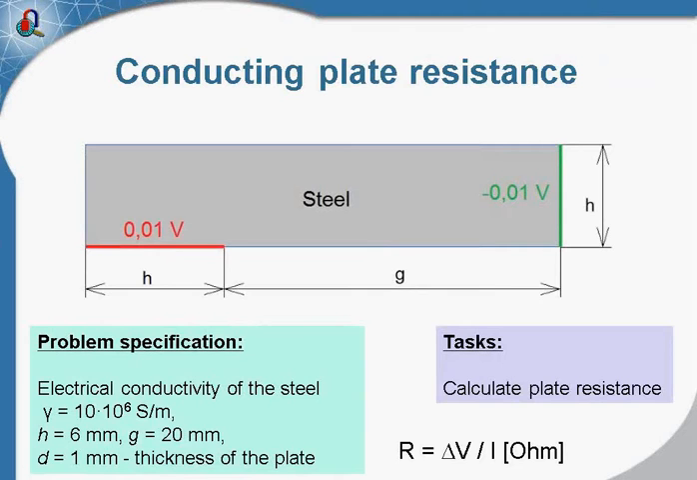Now we start with the first case. This is the conducting plate made of steel. Two electrodes are connected to the plate, and our task is to calculate the resistance of the plate. We know the electrical conductivity of the material, and we know the dimensions of the electrodes and the plate. The plate thickness is 1 millimeter. The total length is 26 millimeters and the height is 6 millimeters.